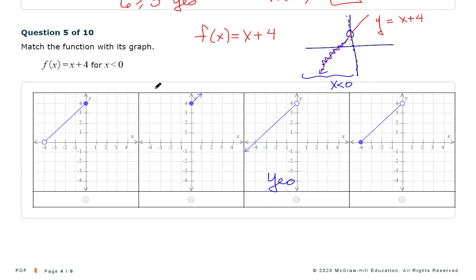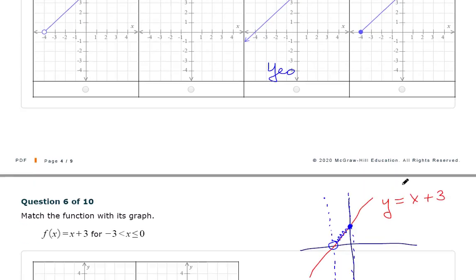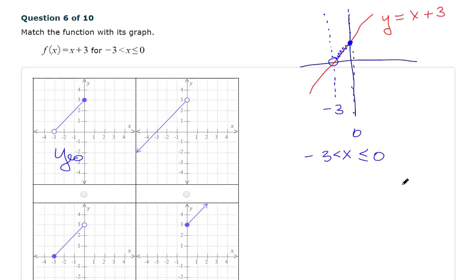Now they say chop it only for inputs less than 0. Okay, so here is 0. I'm going to chop it there, and I take everything less than it. That means I have this whole branch. It's an open dot because there's no equal. So let's see, which one is it? No, not that one. No, not that one. Yes, it is that one, and no, not that one. So we're going to graph whatever shape they give us and then chop it out.